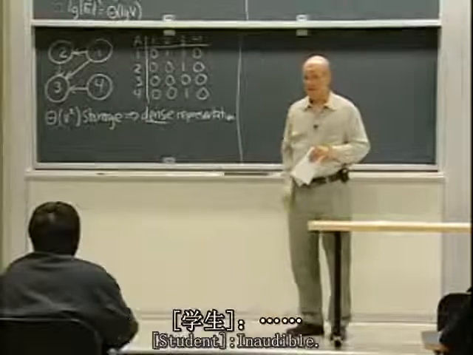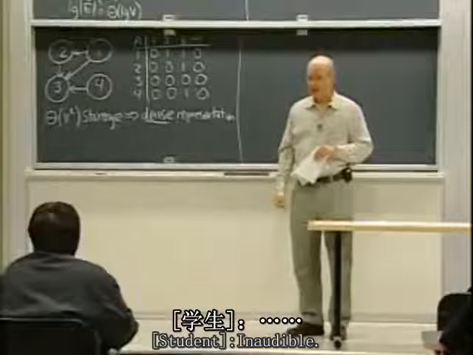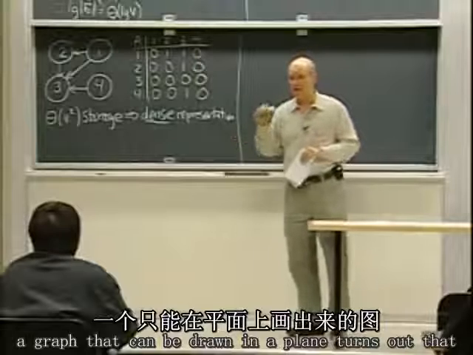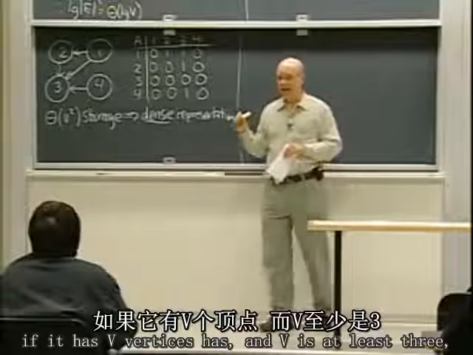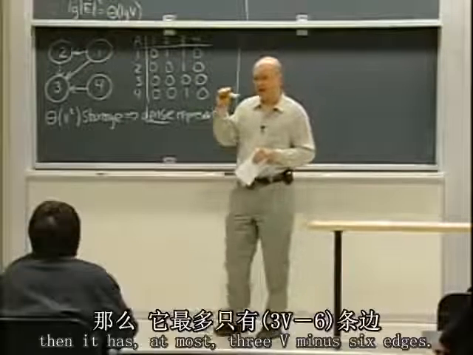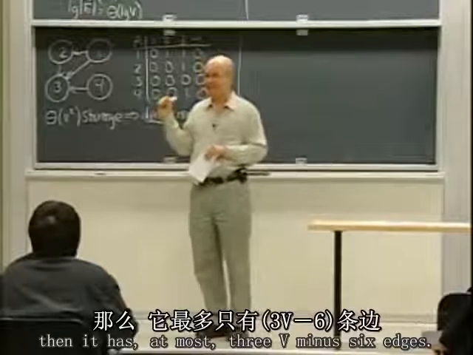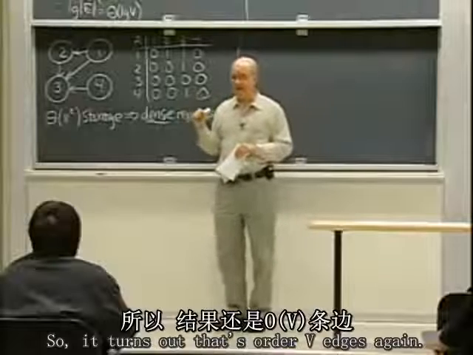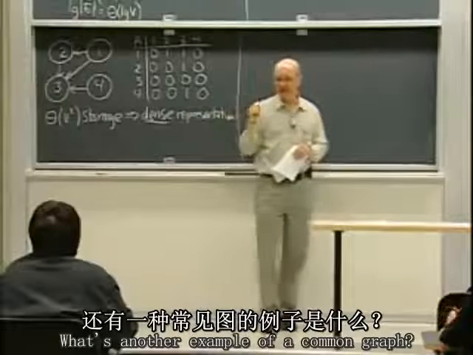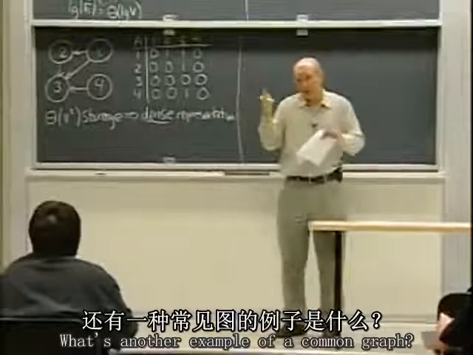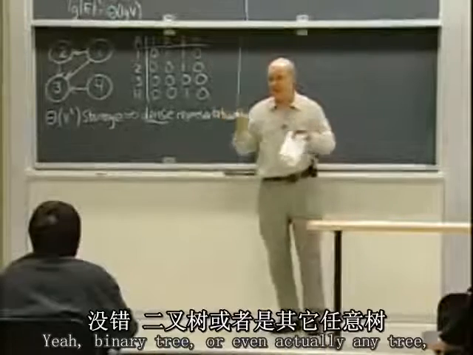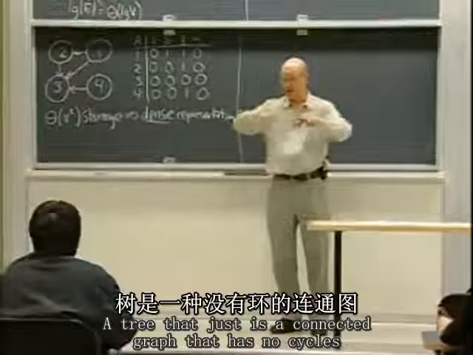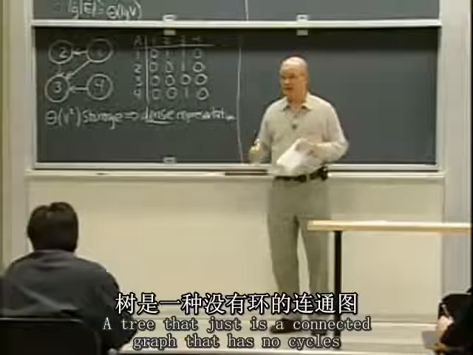You could use a graph of a map where the edges are borders. Good. A planar graph, a graph that can be drawn in the plane. It turns out that if it has V vertices, and V is at least 3, then it has at most 3V minus 6 edges. So that's order V edges again. What's another example of a common graph? Binary tree. Yeah, binary tree, or even any tree, what's called a free tree, if you read the appendix. A tree is just a connected graph that has no cycles.